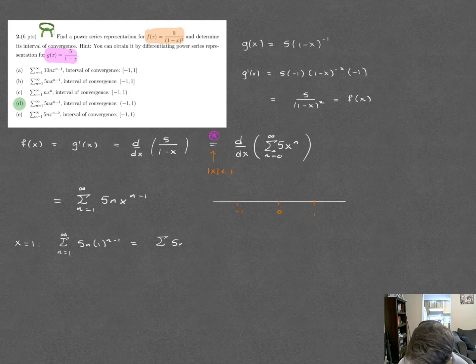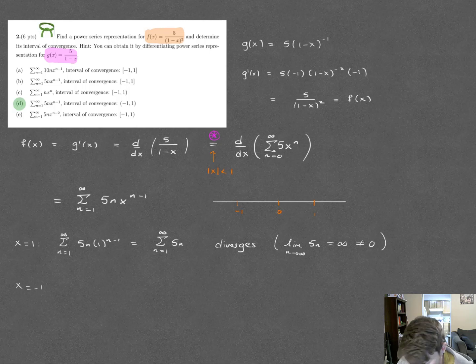Okay, so when we fill in 1, we get the sum from n equals 1 to infinity of 5n. And this diverges because you're adding 5 plus 10 plus 15 plus etc. The limit as n goes to infinity of 5n is infinity. In particular, it's not 0. So this diverges by the divergence test.